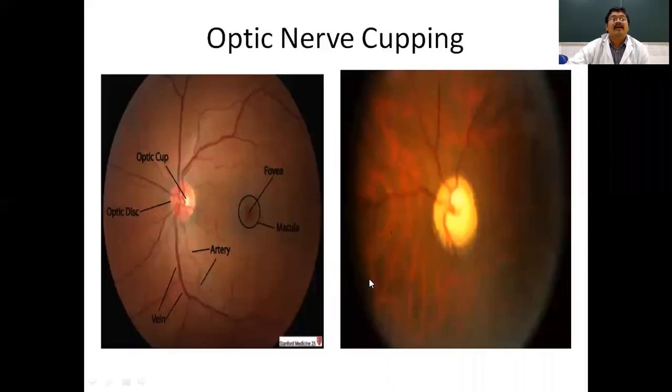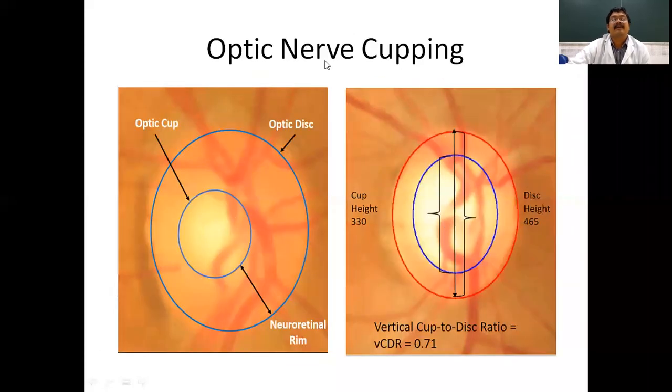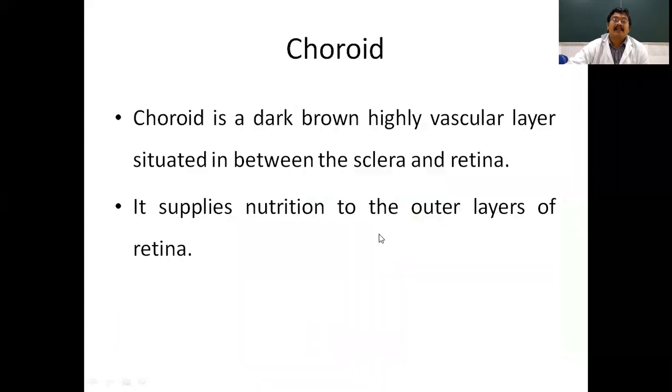This is a normal fundus photograph where you have the optic disc. This is a glaucomatous cupping where the cup ratio has increased. Here is the optic nerve cupping: this is the optic cup, and that is the disc. Whenever you have an increase in the optic disc cup ratio, the cup of the disc is increasing because of damage to the nerve fibers. We also have the physiological cup, most commonly seen in high myopes, where the cup disc ratio is high but the neuroretinal rim is healthy.